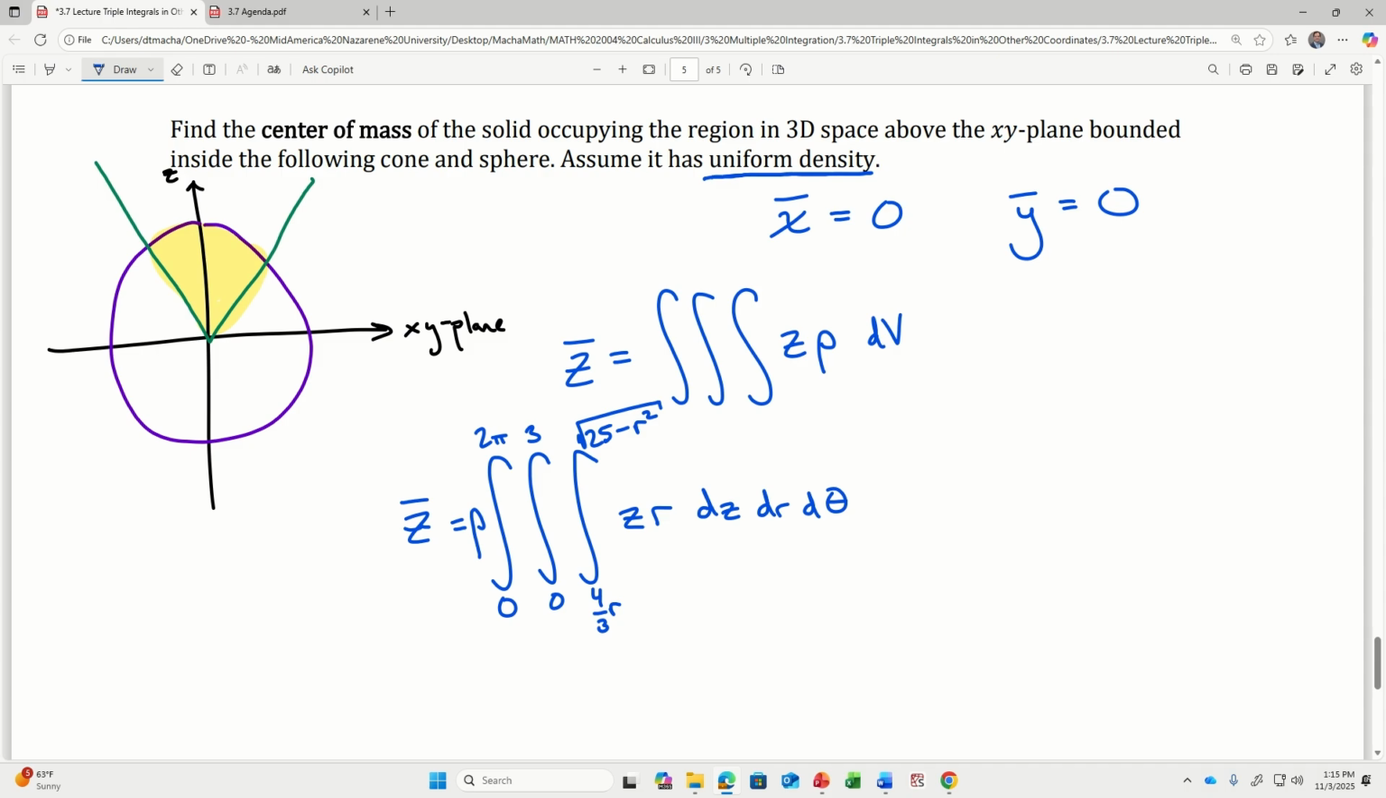A lot of the problems in exercise 3 on your homework also have radial symmetry, right? You also share the idea that you don't have to find x bar, you don't have to find y bar. Those are going to be on the z-axis. You just got to find the z-coordinate. So don't do more work than you have to.